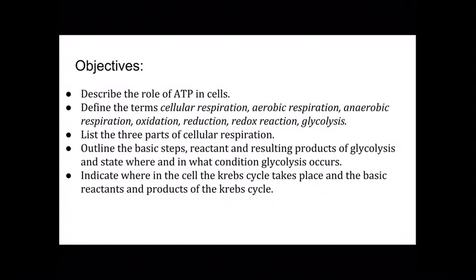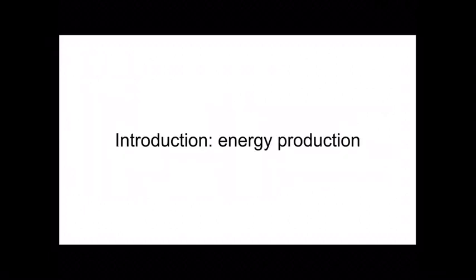So our objectives for this lecture are: describe the role of ATP in cells; define the terms cellular respiration, aerobic respiration, anaerobic respiration, oxidation, reduction, redox reaction, and glycolysis; list the three parts of cellular respiration; outline the basic steps, reactants, and resulting products of glycolysis; state where and in what condition glycolysis occurs; and indicate where in the cell the Krebs cycle takes place and the basic reactants and products of the Krebs cycle. So that seems like a lot, doesn't it? We'll be fine.